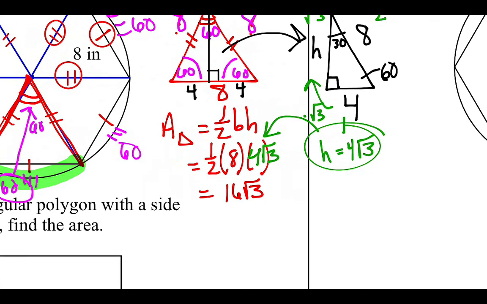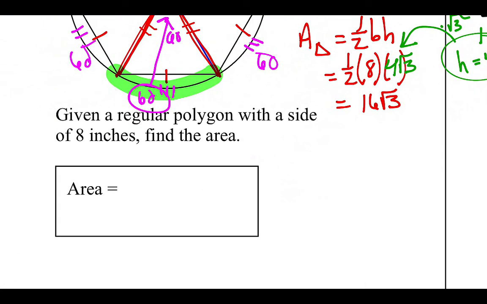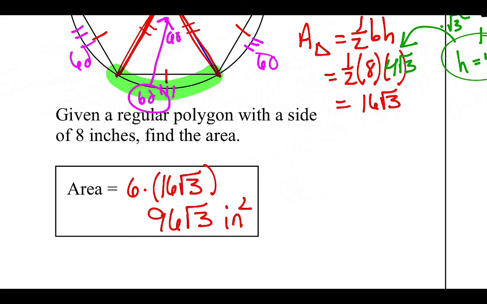I have 6 triangles. So the area of my polygon with a side of 8 inches is going to be 6 times each of those triangles, which measures 16√3, which would be a total of 96√3 inches squared. The cool thing about this is it's going to work no matter what shape you're using. So in the next video, I'm going to show you how to create a formula doing the exact same things we just did.